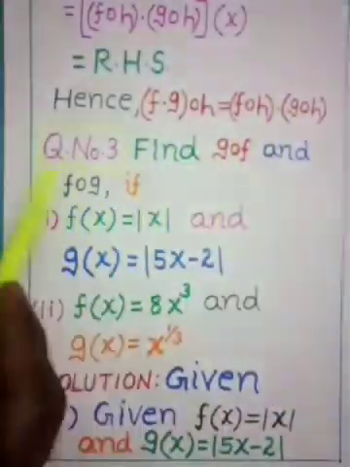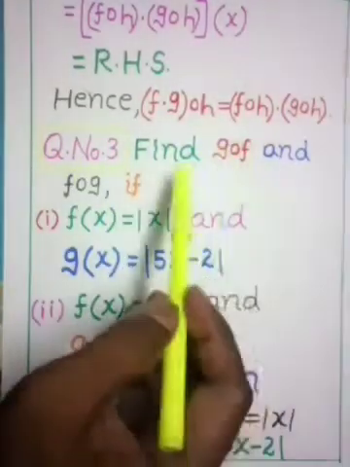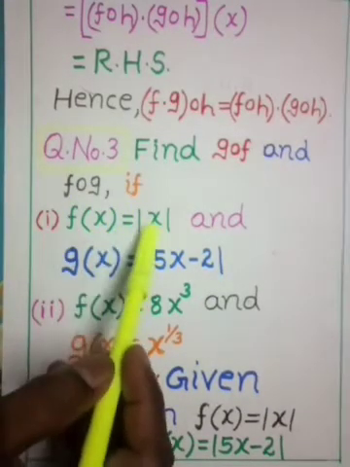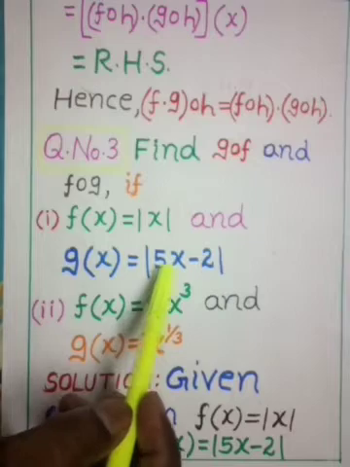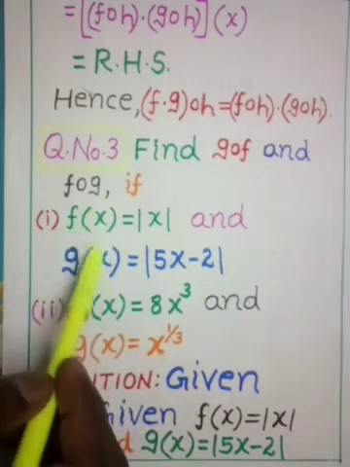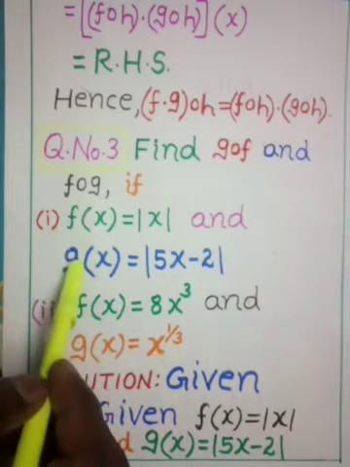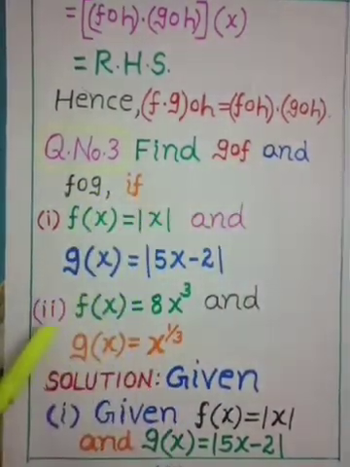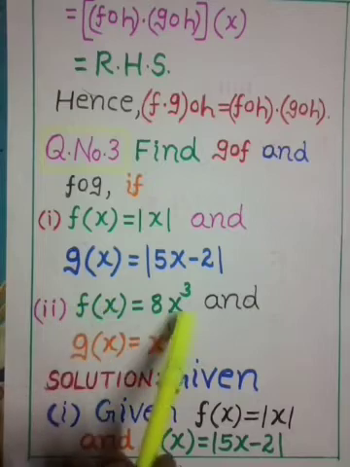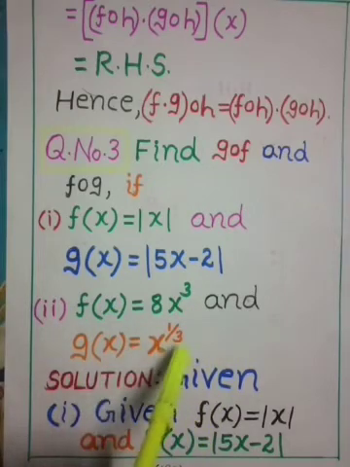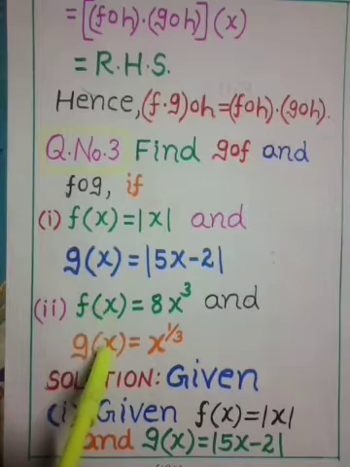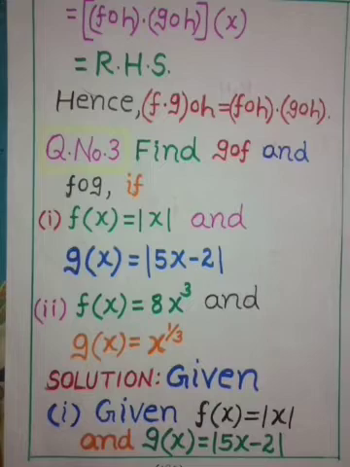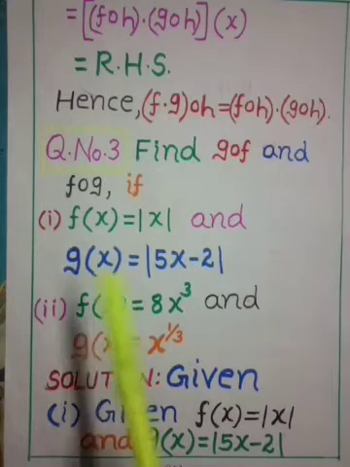Understood? Right. Now come to question number 3. Find g∘f and f∘g, if f(x) is equal to |x| and g(x) is equal to |5x − 2|. Here two functions f(x) and g(x) are defined like this, and we have to find g∘f and f∘g also. And the second question: f(x) is equal to 8x³ and g(x) is equal to x^(1/3). For this question also we have to find g∘f and f∘g. Understood, my dear children? So first we take the first question.